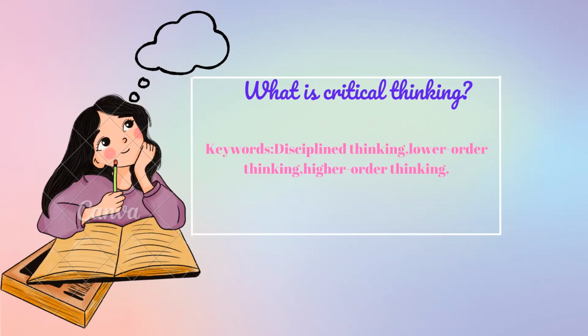And the second one, lower order thinking. Lower order thinking is passive thinking. You can just passively absorb information and then repeat it back on tests. And the third one is higher order thinking. Higher order thinking is an active and smart assessment of information.